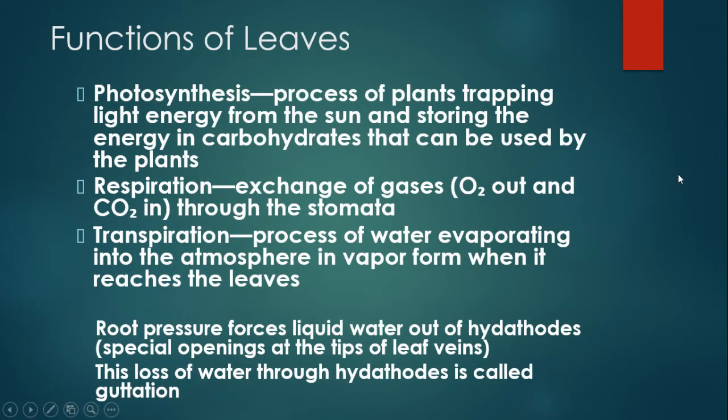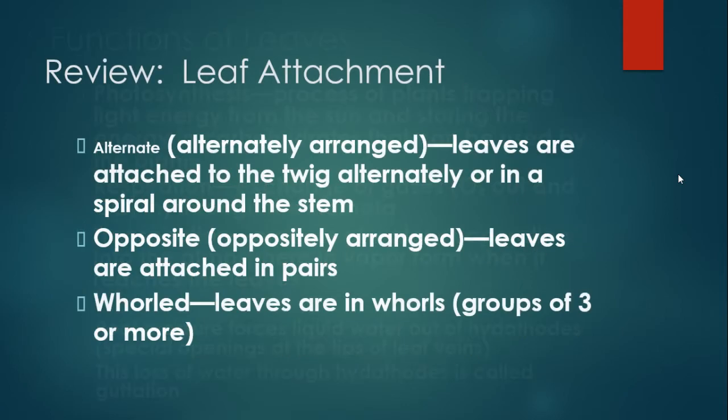The function of the leaf we know is photosynthesis, the process of plants trapping light energy from the sun, storing the energy in carbohydrates that can be used by the plants. For respiration, it's an exchange of gases. Oxygen goes out, carbon dioxide goes in through the stomata. And transpiration, which is the process of water evaporating into the atmosphere in vapor form when it reaches the leaves. Root pressure is going to force liquid out of the hydathodes, which is a special opening at the tip of the leaf veins, and this loss of water is called guttation.